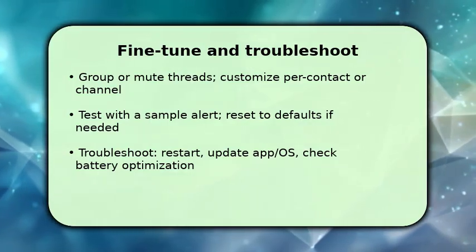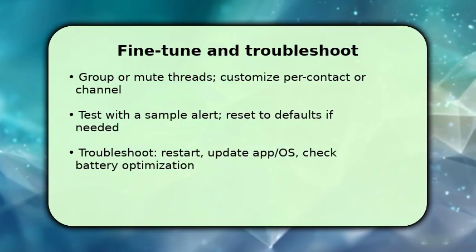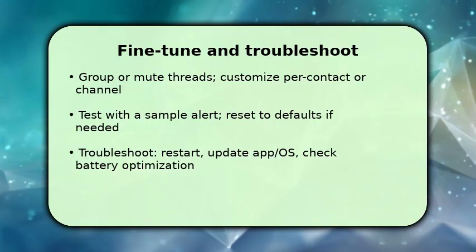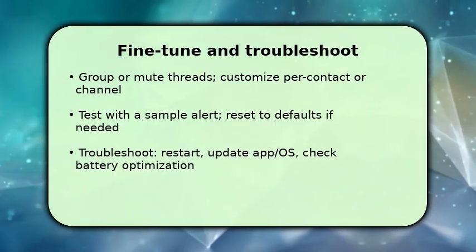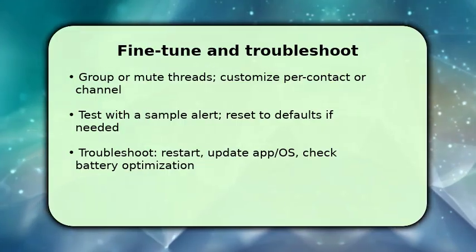If things go wrong, reset that app's notification settings to defaults and retry. Make sure to restart your device, update the app and OS, and disable Battery Optimizer for the app if alerts fail to appear. These steps resolve most problems and keep your notifications reliable.